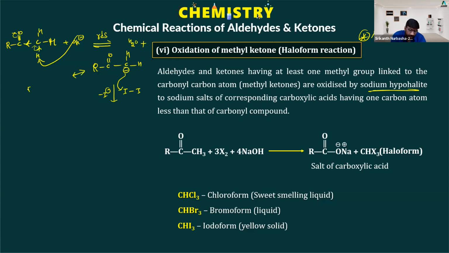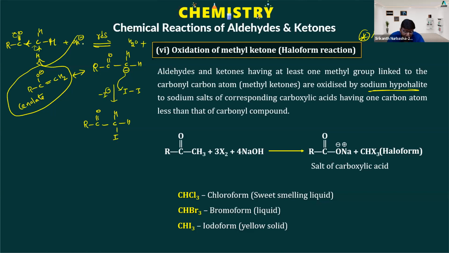Why? Because we have this particular resonance: R-C(O minus)=CH2. This is nothing but an enolate. Yes or no? So the negatively charged carbon attacks the iodine, loss of iodide will occur, and you will have R-C=O-CH2I.